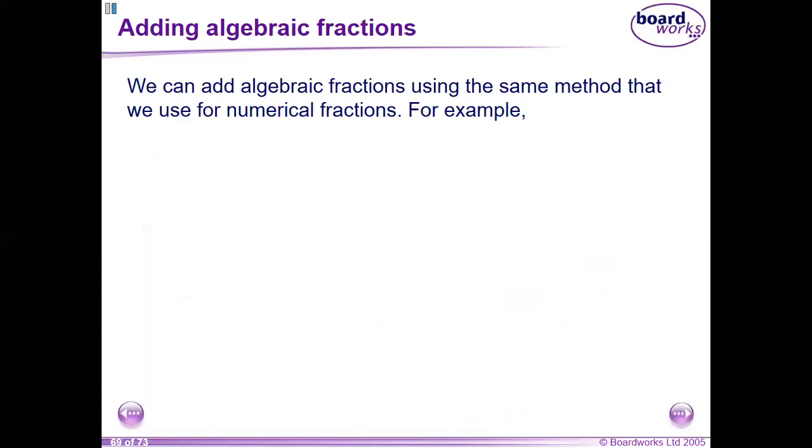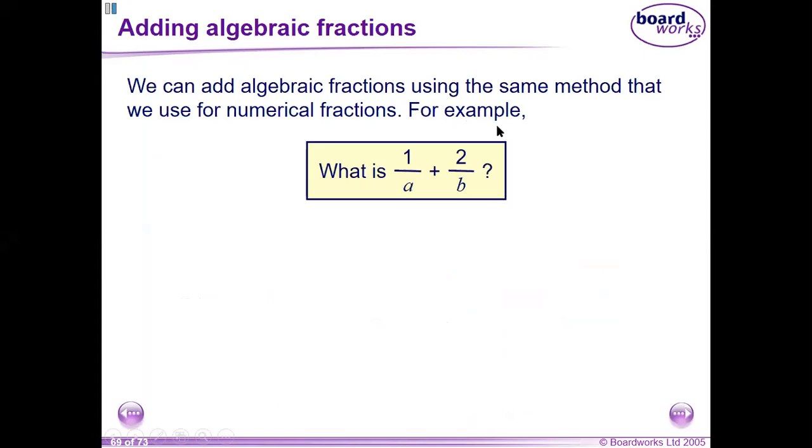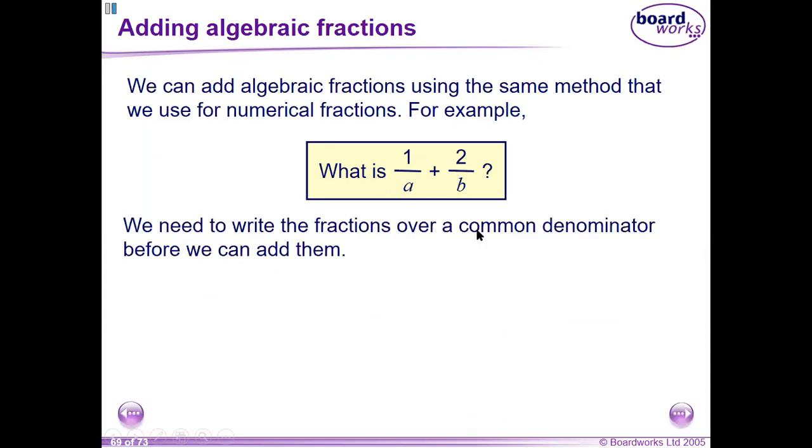So first we'll look at the addition of algebraic fractions. As we've seen before, we can add algebraic fractions using the same method that we use for numerical fractions. For example, if we had 1 over a plus 2 over b, now remember, we can only add or subtract fractions when the denominators are the same. So what we normally do is find equivalent fractions for 1 over a by multiplying and dividing by the same number. What we do here is what I've called before, kiss, kiss, cross, cross. So we need to write the fractions over a common denominator before we can add them.